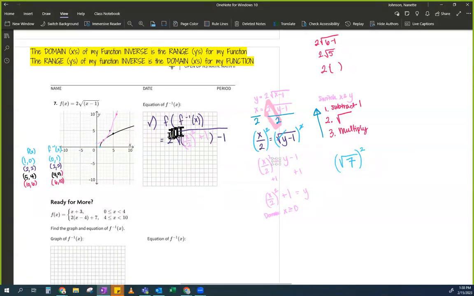Does anybody see anything you could do here? What do you see that you can do? I'm looking for something to do. Yeah, +1, -1, Miss Johnson. Isn't that 0? Yes. So I'm going to just rewrite it. I'm going to ignore that then. Square root of x over 2 squared.